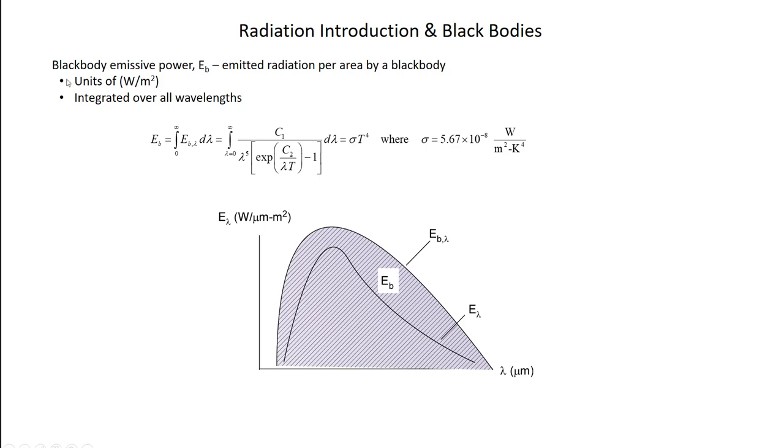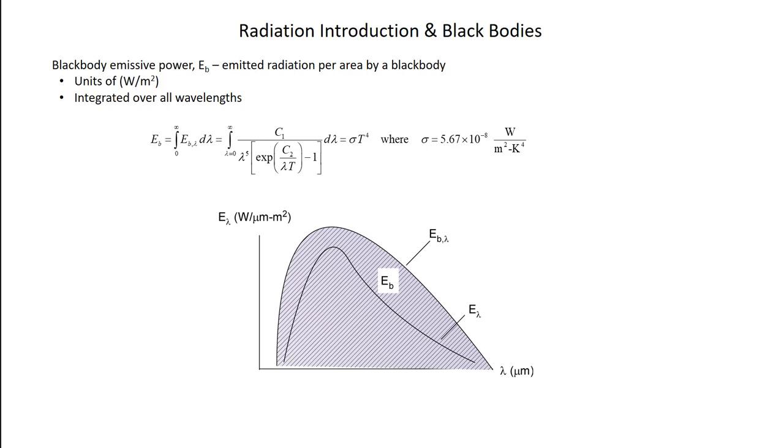And then the blackbody emissive power is the same thing, right? It's E sub B. There's no lambda because it's not a function of wavelength. It's the emitted radiation per area by a blackbody. So in order to get the blackbody emissive power, I'm going to integrate the blackbody spectral emissive power over all the wavelengths. So E sub B is the integral of E_B,lambda from 0 to infinity, right? It's the area underneath this blackbody spectral emissive power curve.